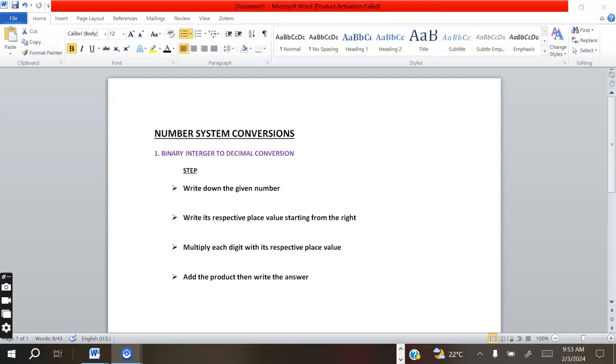So you write down the number, you write its respective place value starting from the right, you multiply each digit with its respective place value, and lastly you add the products, then write the answer. So I'm going to take you through several examples that you can relate to whenever you want to practice on the conversion. Okay, let's dive directly into the examples that we have.